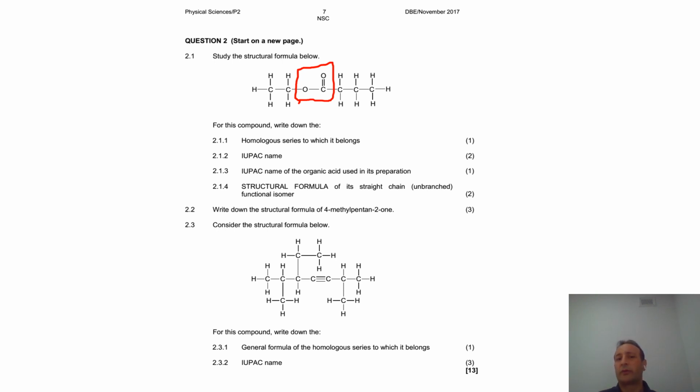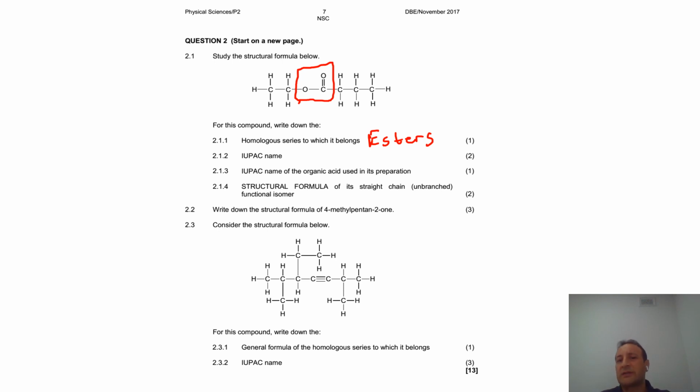So for this compound, write down the homologous series to which it belongs. It belongs to the esters homologous series. By the way, what is a homologous series? You need to always remember that definition. A homologous series is a group of organic compounds which can be represented by the same general formula, or they differ from each other by a CH2 group. So you need to always remember this definition of homologous series.